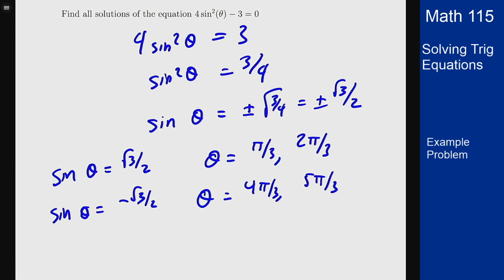But these are not all the solutions. They are all the solutions on one round around the circle. How do I get all of my solutions? Well, I take each of these, and I get a new one every 2 pi I add to it.